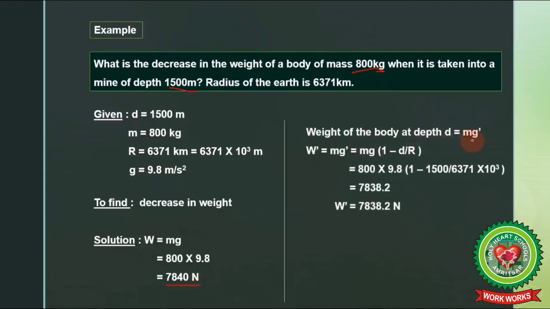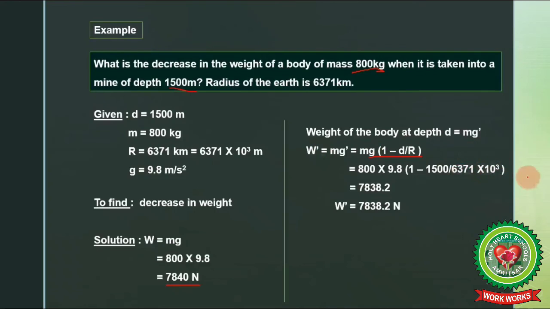Now, the weight of the body at depth d is equal to mg dash, right? Because we have a changed value of acceleration due to gravity, but mass never changes, we will take the same value here. So, W dash is equal to mg dash is equal to mg into 1 minus d by r. This is the formula we have just derived: g dash is equal to g into 1 minus d upon r. Now, putting all these values here, in place of m we put 800, g is 9.8, 1 as it is, minus d, 1500 meter, divided by r, which is equal to 6371 into 10 raised to power 3.